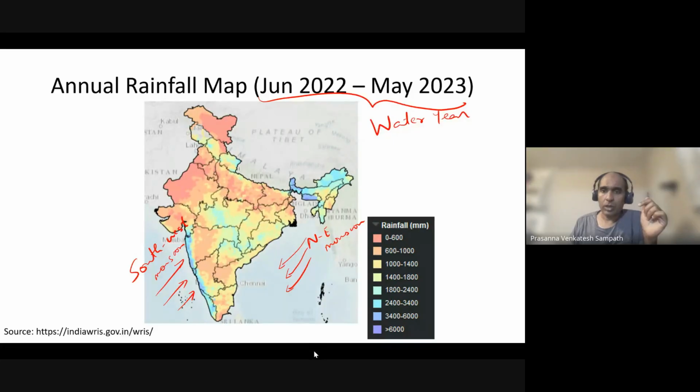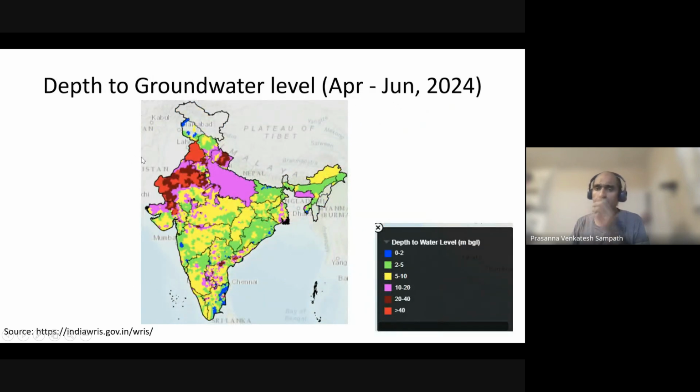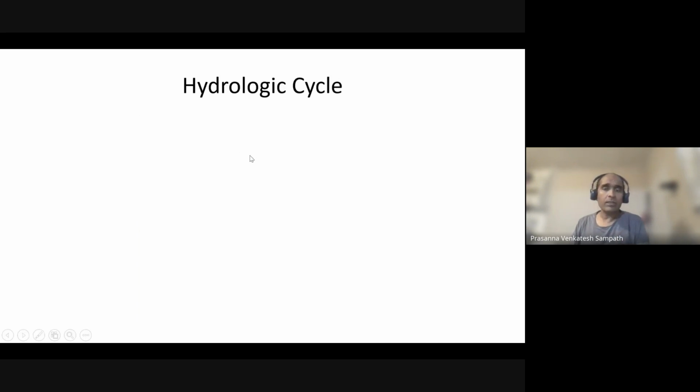Yesterday, we stopped at this point where we were discussing variability, spatial and temporal variability of the different hydrological processes. We stopped at this point looking at annual rainfall and depth to groundwater level. So now what we're going to do is we will discuss this idea of the hydrologic cycle.